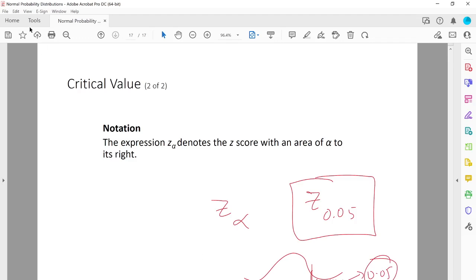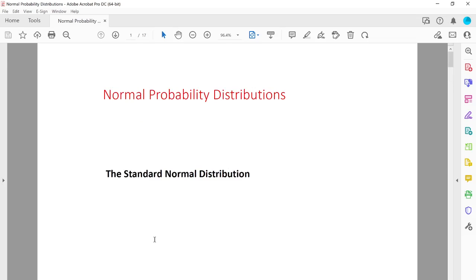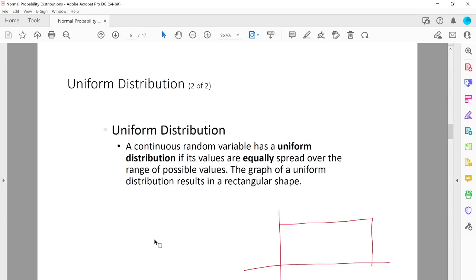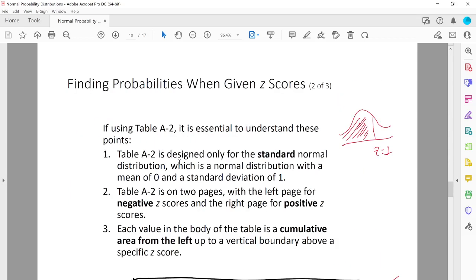Okay, so now let's go and try to do some examples. While doing the examples, I'm going to come back here and use all these definitions, meanings, and formulas while solving the problems.